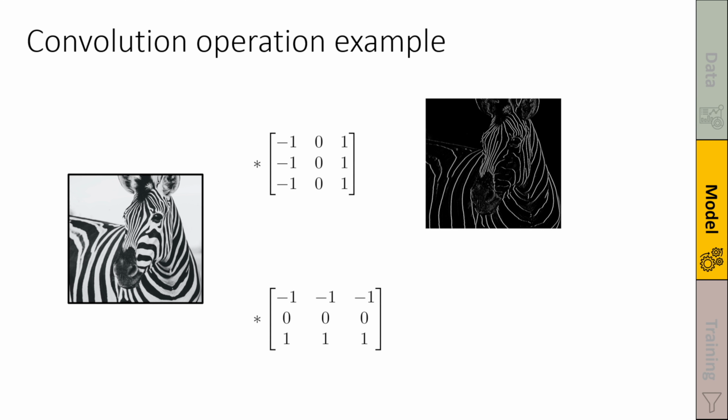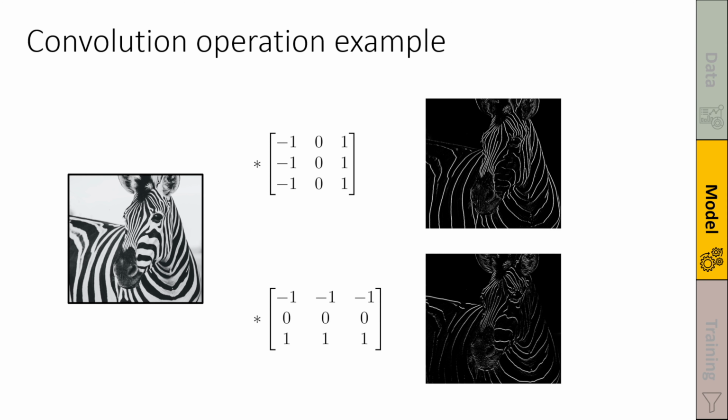Now what happens if I transpose this filter and convolve it with the image? As you might have guessed, this filter is sensitive to horizontal edges now. And we can also see in the activation map that the horizontal edges are more prominent than the vertical edges.